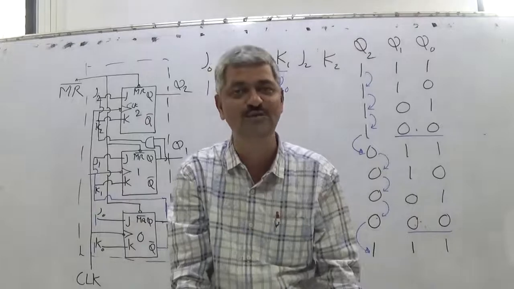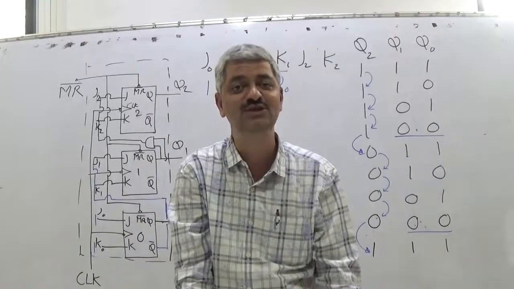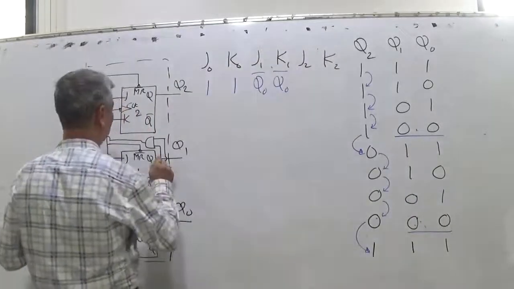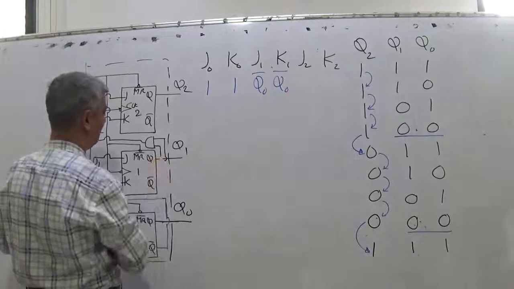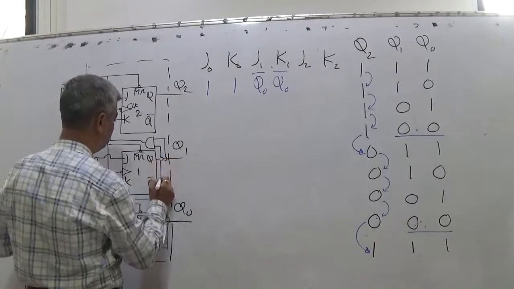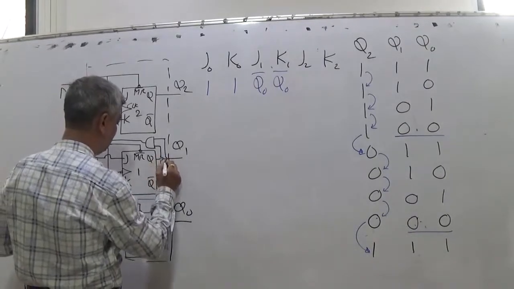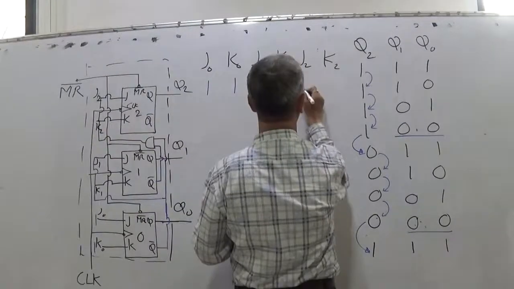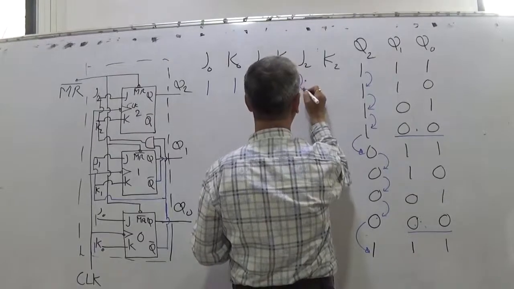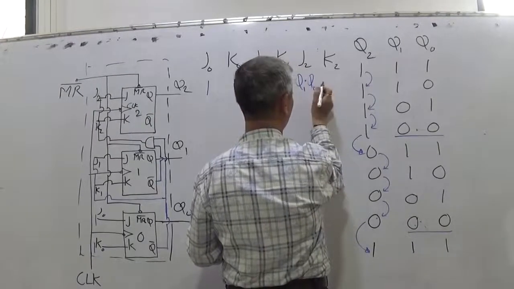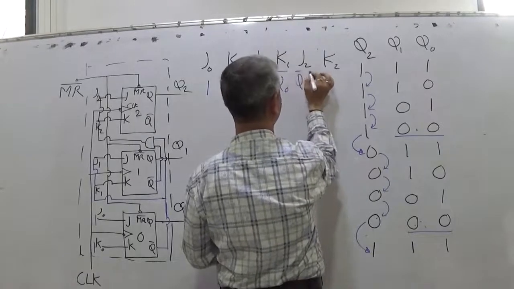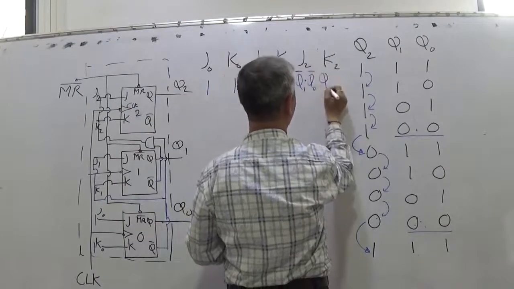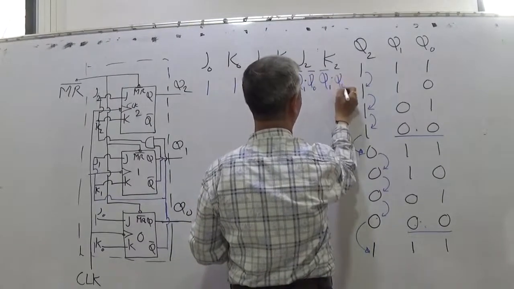Q1 being 0 means Q1 bar is 1, and Q0 being 0 means Q0 bar is 1. So instead of ANDing Q1 and Q0, I AND Q1 bar and Q0 bar. Remember, this is De Morgan's theorem, I think it is a homework now. So Q1 bar and Q0 bar.